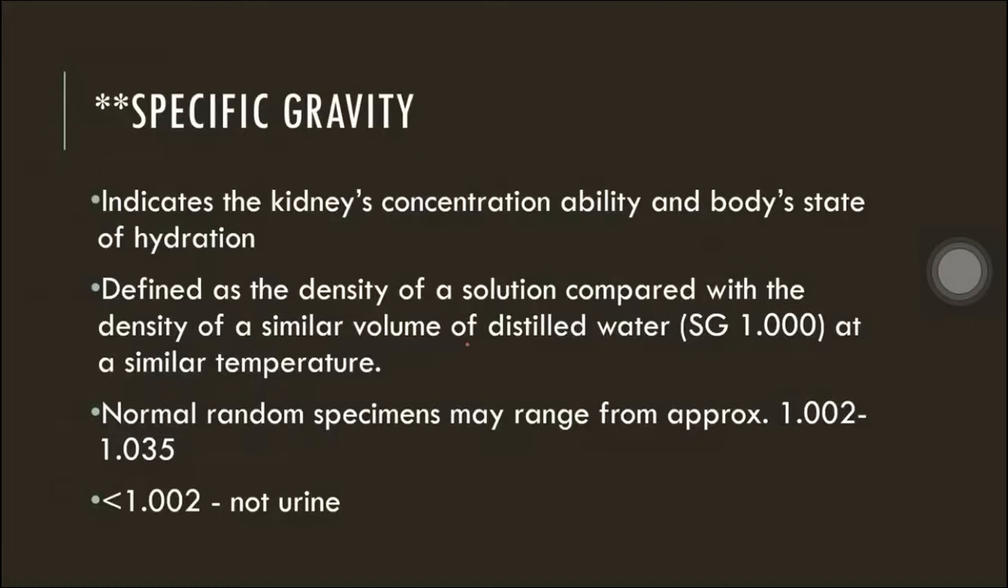For specific gravity, so specific gravity indicates the kidney's concentration ability and body state of hydration. So specific gravity is a test that evaluates the tubular reabsorption function of the kidneys. So specific gravity is defined as the density of a solution, which in this case is the urine sample, compared with the density of a similar volume of distilled water, which has an SG of 1.000, at a similar temperature. So the normal random specimens may have a specific gravity range of approximately 1.002 to 1.035. Take note that if naka-receive ka ng specimen na specific gravity less than 1.002, you should suspect na hindi na yun urine. Okay? Baka tampered na yun or baka improperly collected.